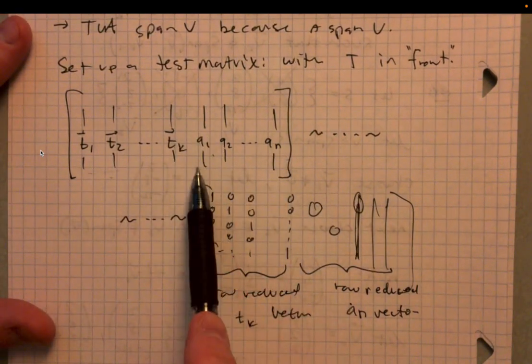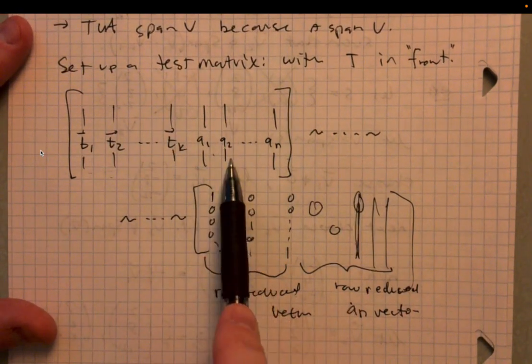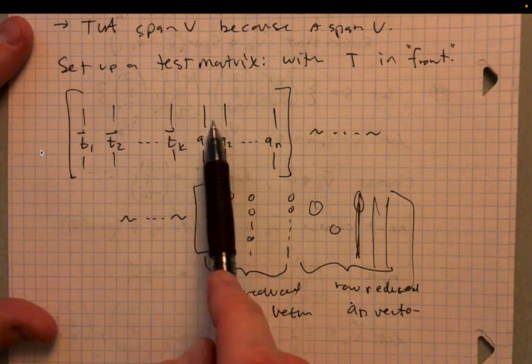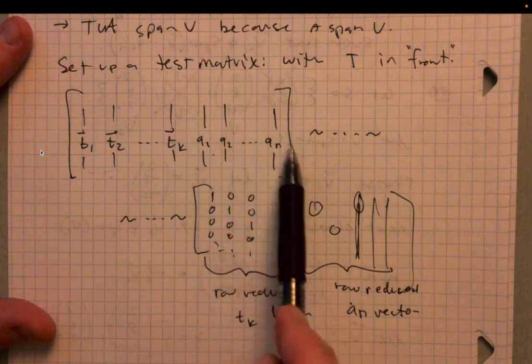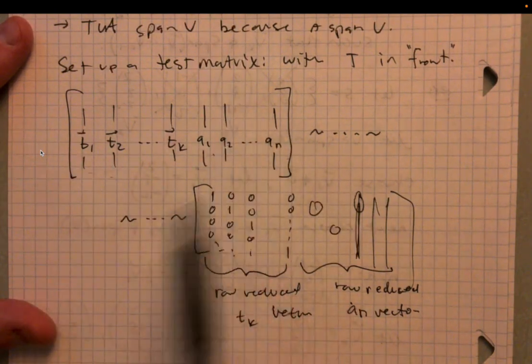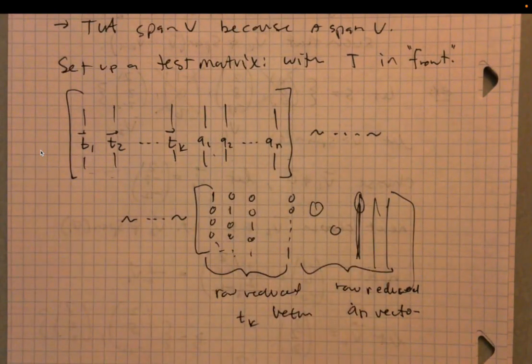So if this has a pivot, it goes into the basis. If this one has a pivot, it goes into the basis. If these don't have pivots, then they're redundant. Throw them out. They're not part of the basis. You row reduce this, and it'll tell you exactly which ones you need for the basis. And it'll guarantee that the T vectors are included.